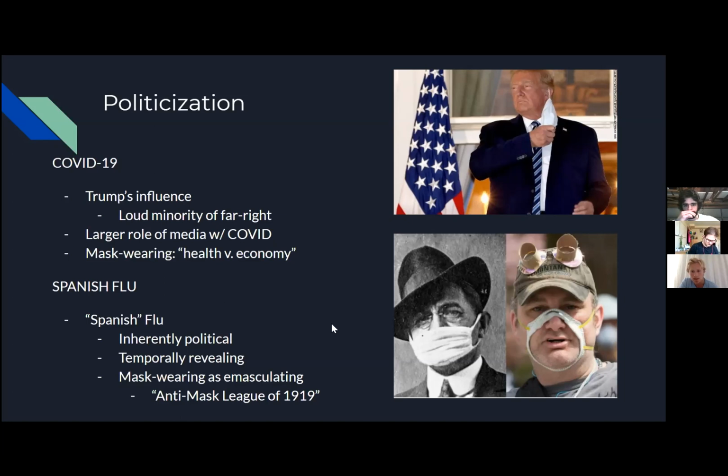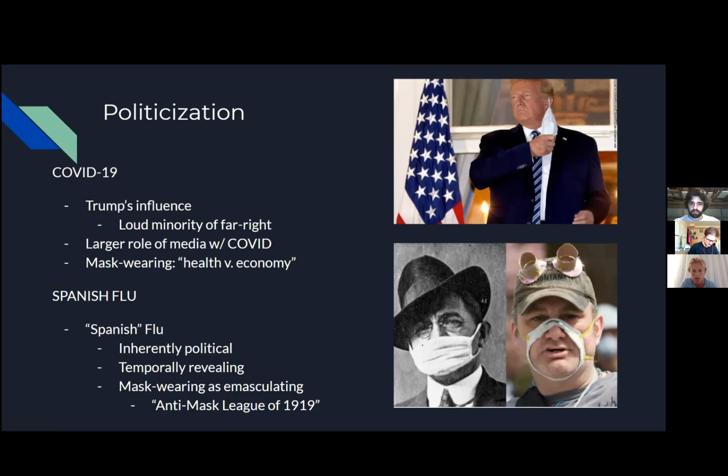A lot of men refused to wear it, and it took a lot of media and attention from the U.S. government to turn it into actually a patriotic act to wear your mask to help your country win the war and to kind of be a man.